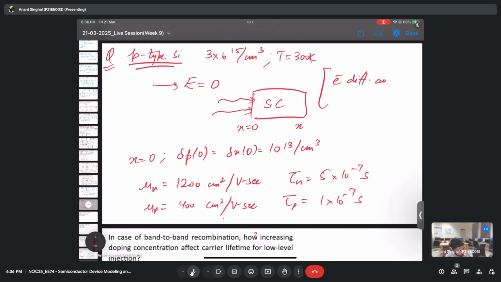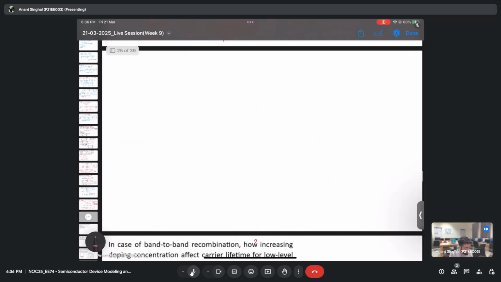Electron diffusion current density at, so this is the keyword now, at steady state. So this is a problem. Maybe you can take 5 minutes and then I'll try to solve it by myself also.